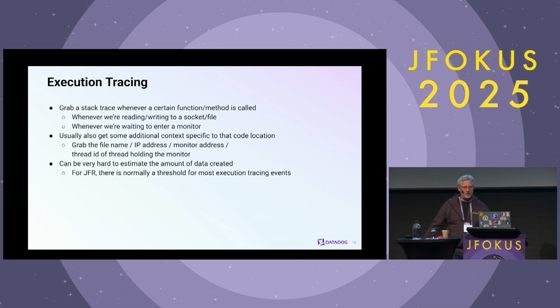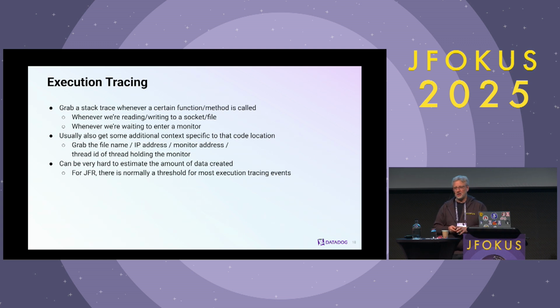We also have execution tracing. Execution tracing is a little bit different, because you typically have a function or method, typically in the runtime, instrumented so that you can get information from when that thing is called. So for example, whenever you're reading or writing to a socket or file, or whenever we're waiting to enter a monitor, an advantage is that you know exactly where you are for that instrumentation, right? So you can grab some additional context. So grab the file name to understand those file reads and writes, or grab the IP address, or the monitor address, or the thread ID of the thread actually holding on to the monitor that is preventing you from entering that monitor.